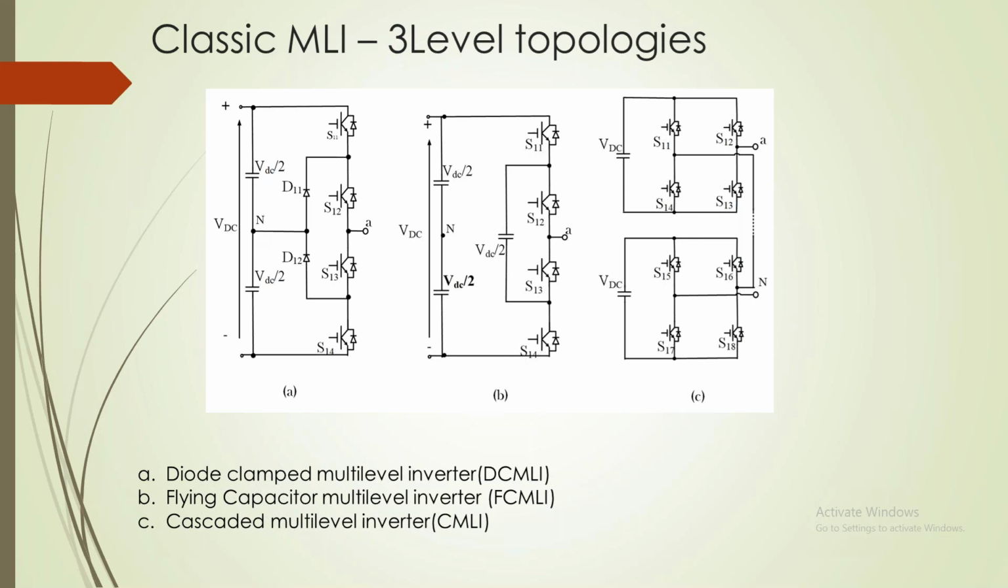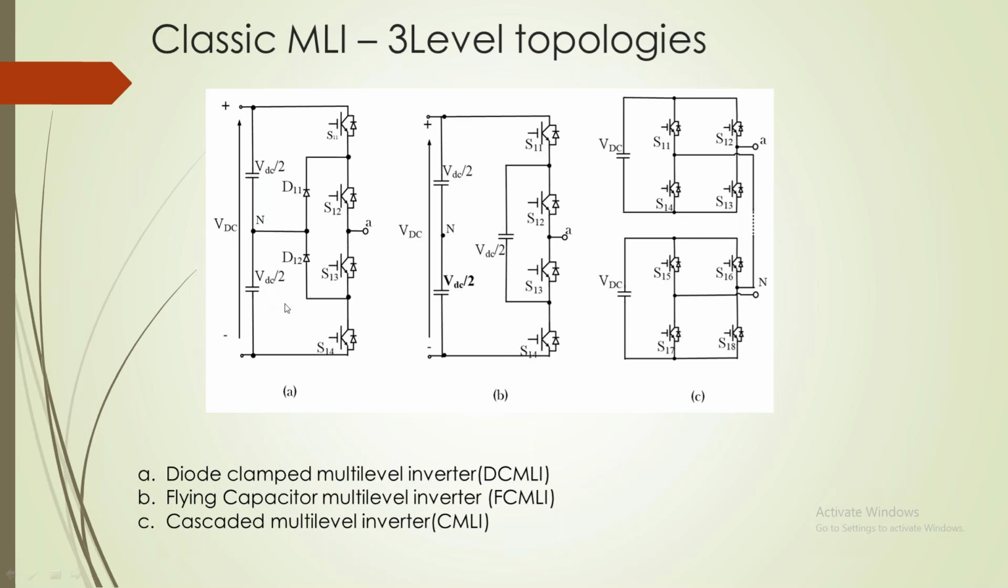But for higher level, this neutral point is not defined. So for higher levels, that is higher than 3 level, we cannot call it neutral point clamp. We call it diode clamp. So only at 3 level, I'll call diode clamp multilevel inverter a neutral point clamp multilevel inverter. But for higher level, it is not called NPC. We'll call it diode clamp multilevel inverter.